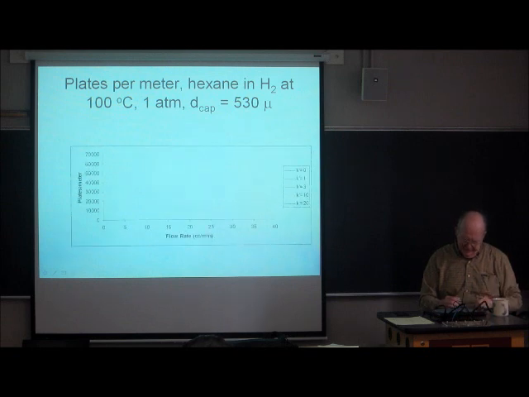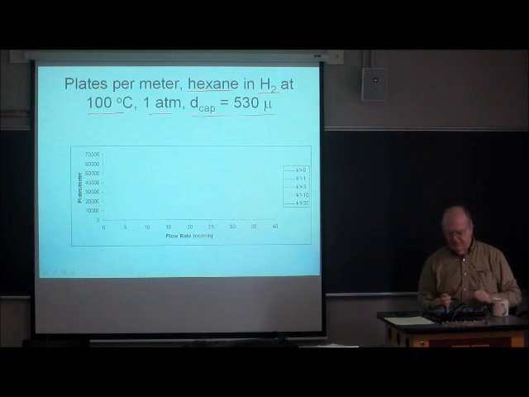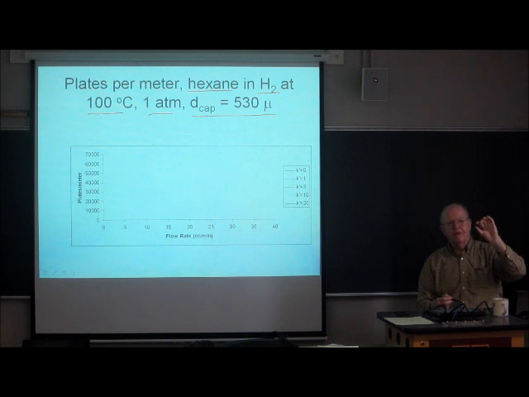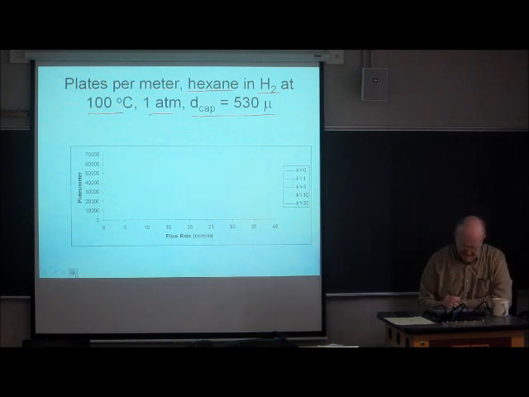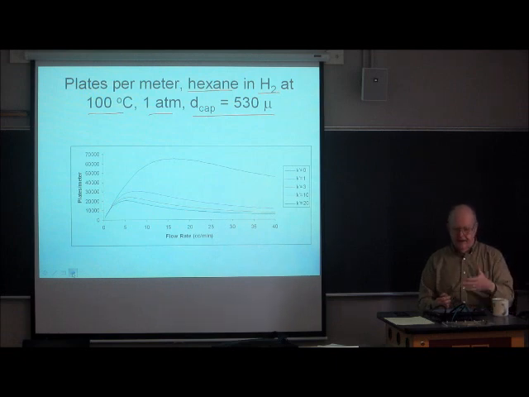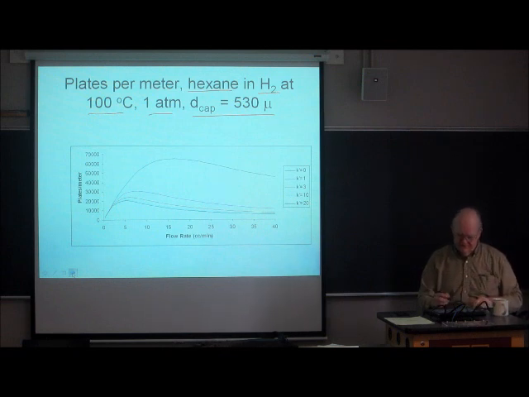This is the reverse of the plot. We're going to calculate plates per meter. I'm going to assume my solute is hexane, my carrier gas is hydrogen, 100 degrees centigrade, 1 atmosphere pressure, and I'm dealing with a very, very thick, a very high diameter capillary. There's K prime 0, 1, 3, 10, 20. Again, this is pointing you towards using not much retention, because there's your best plate count.